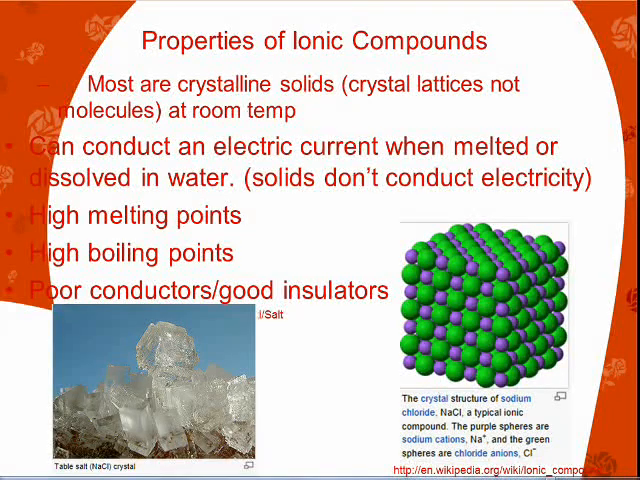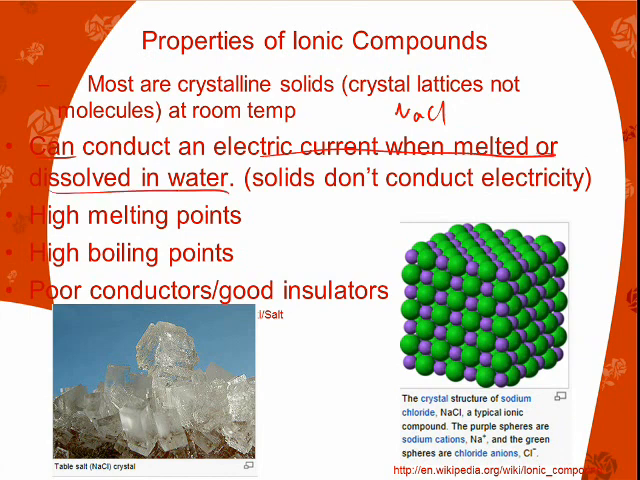We're going to look at properties of ionic compounds. Most ionic compounds are crystals or solids. You can think about ionic compounds such as sodium chloride. Those are crystals, nice, pretty crystals. Now, they can conduct an electric current when they're melted or dissolved in water.